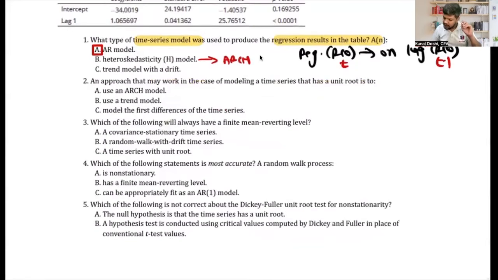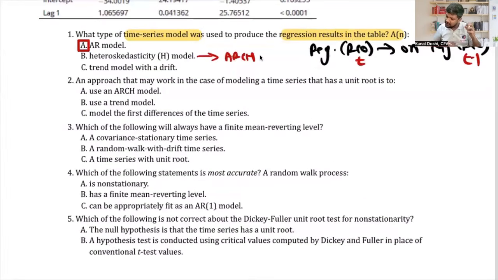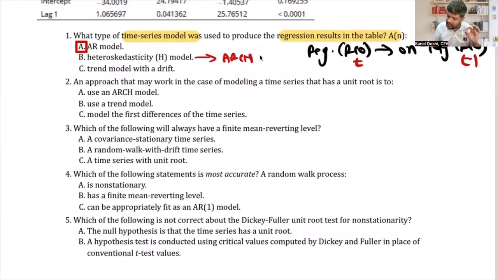Which approach may work in case of modeling a time series that has a unit root? What is the solution for a unit root model that you are familiar with? When there is a unit root issue, what should we do? How do we fix it, everyone? Using the first differencing approach. Now in the exam, you just need to know the names to be precise. So not an ARCH, not a trend model. Trend model is not workable. Model the first difference of the time series. Whenever there is a unit root problem, the solution is first differencing. Clear? Understood, everyone?